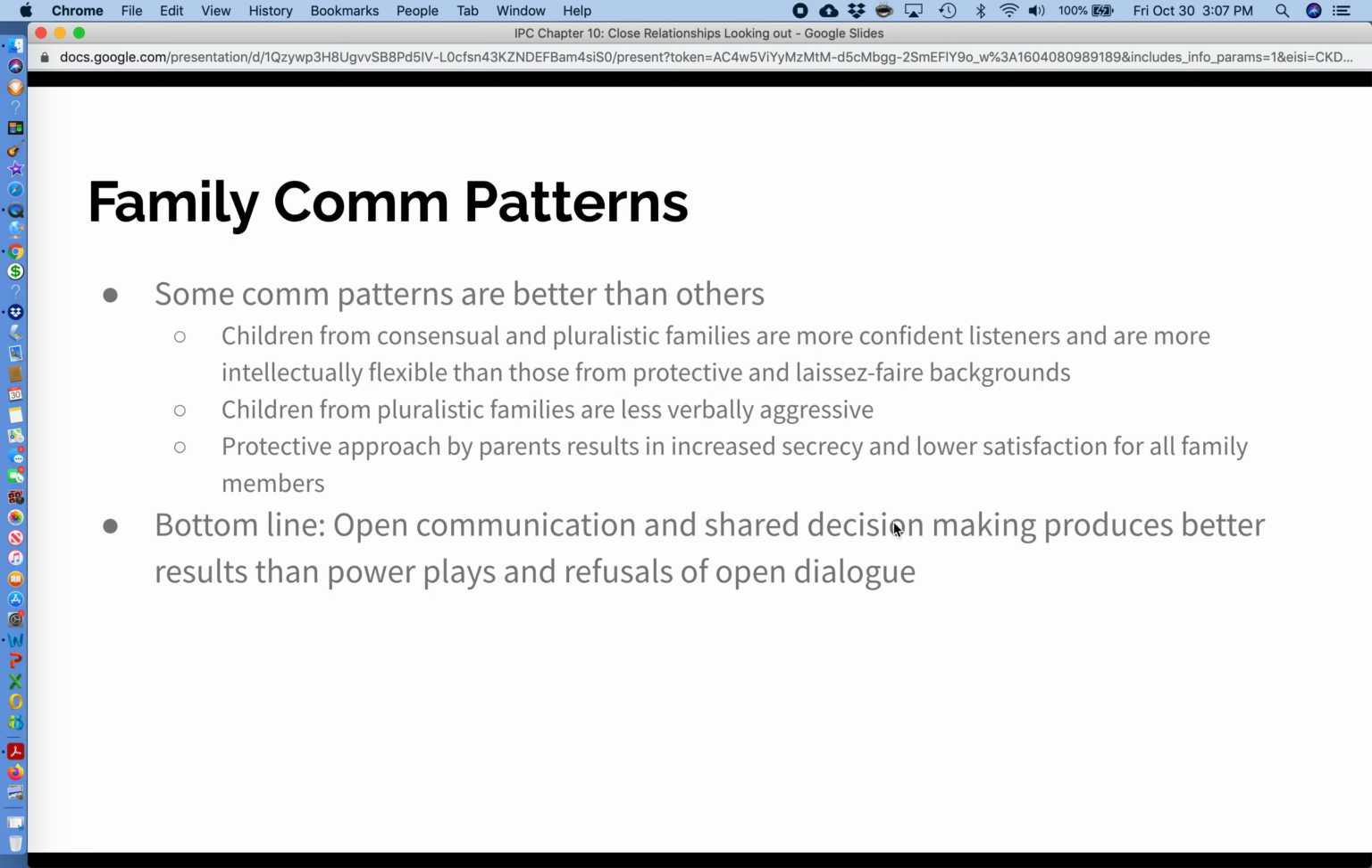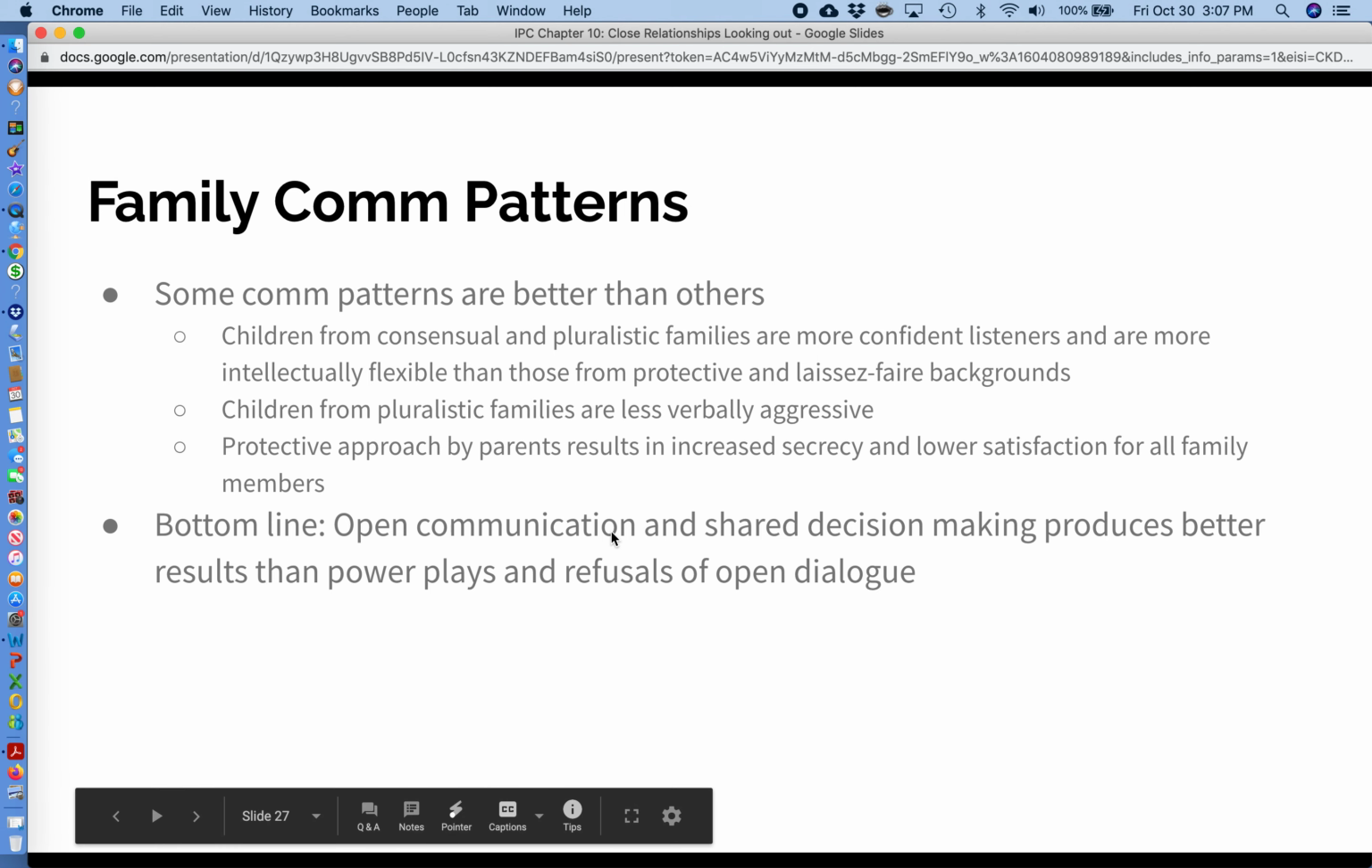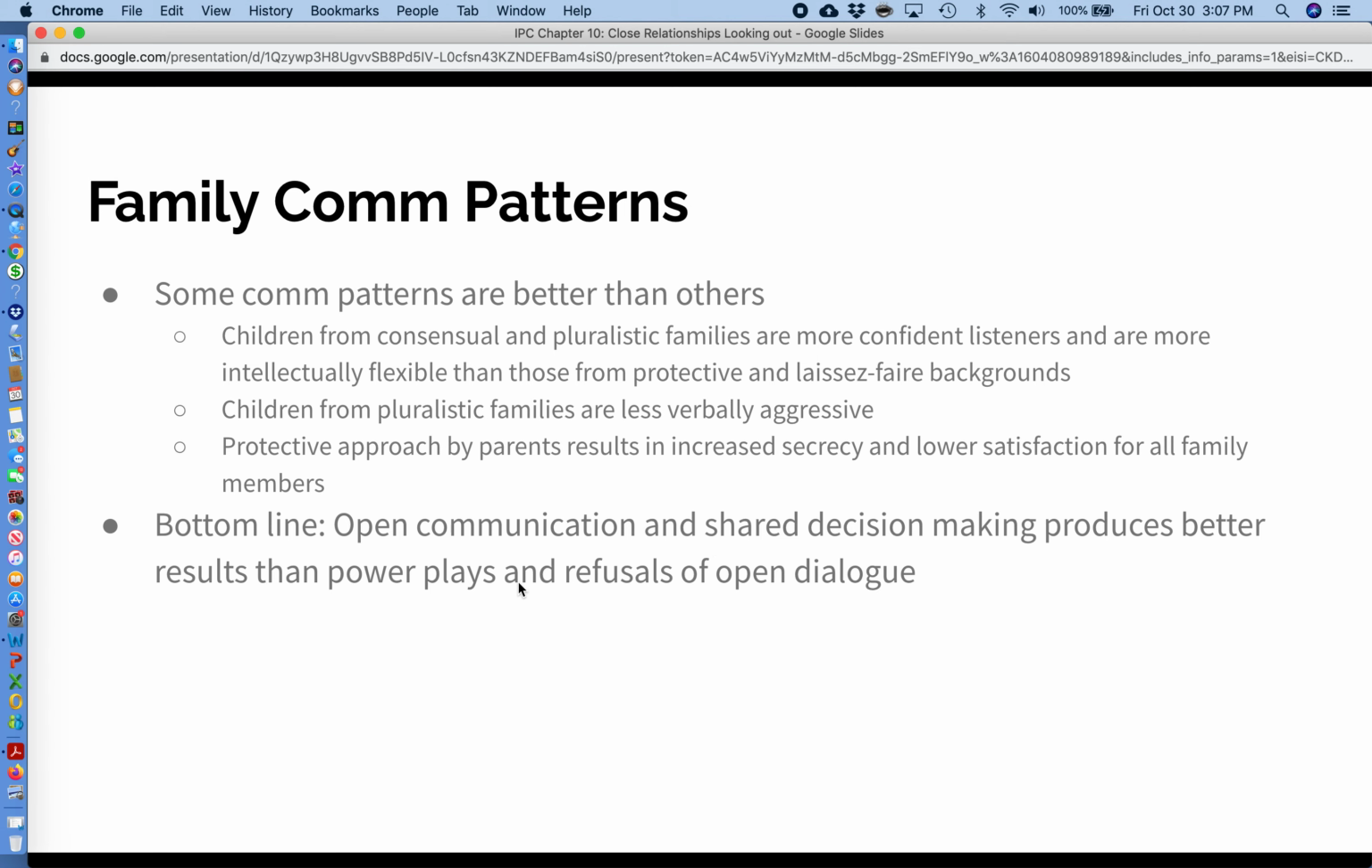And a protective approach by parents results in increased secrecy and lower satisfaction for all family members, right? So parents who try and rule with an iron fist usually end up making themselves unhappy and their children unhappy as well. So the bottom line in all this, of course, is that open communication and shared decision-making produces better results than power plays and refusal to engage in open dialogue.